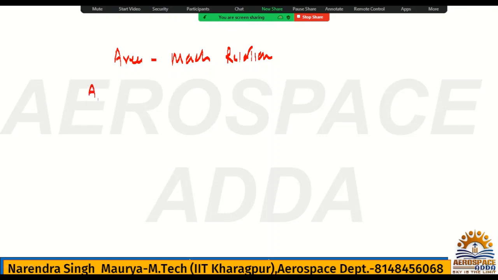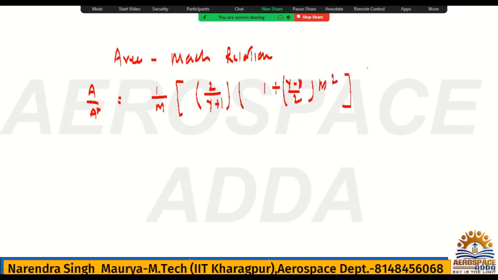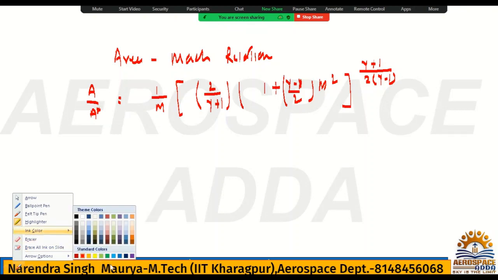What is the area Mach relation? I told you it is A by A star. What was the formula? 1 by M, times 2 upon gamma plus 1, yes or no? 2 upon gamma plus 1 in brackets, times 1 plus gamma minus 1 by 2 M square, to the whole power gamma plus 1 divided by 2 times gamma minus 1. This is the value.